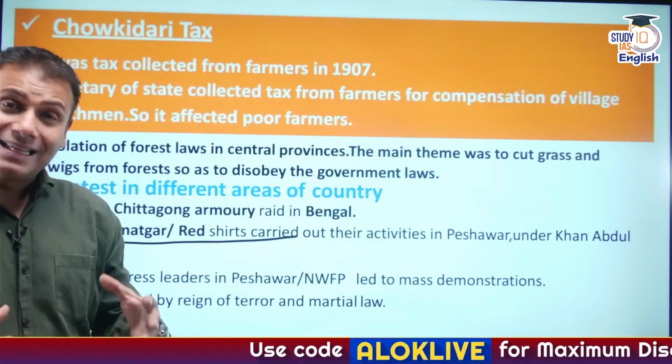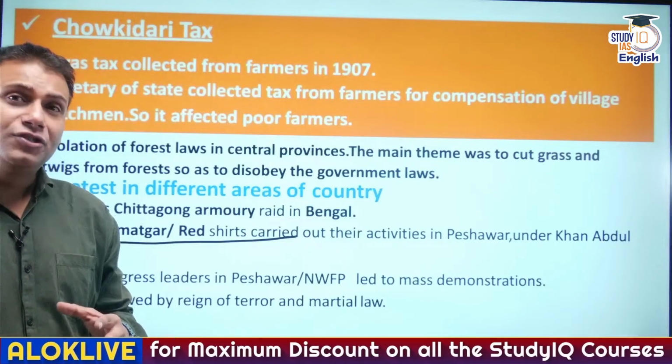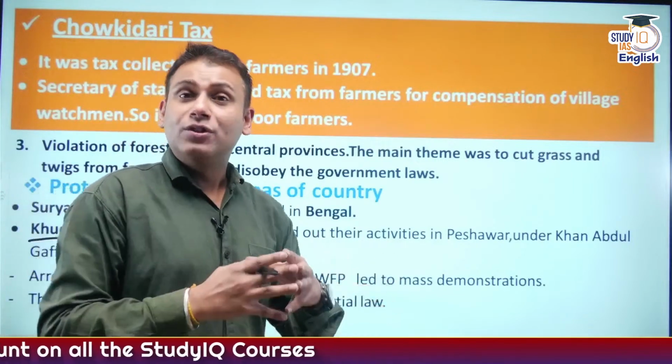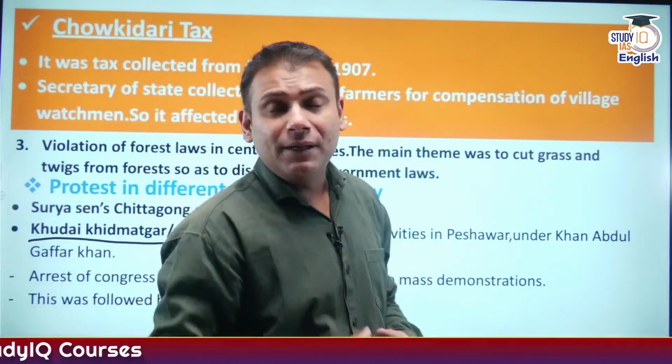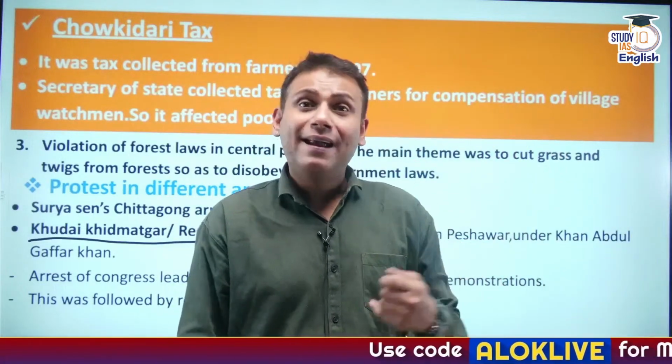So, in the south, we had seen C. Rajagopalachari. In Malabar, particularly around the region of Kerala, we had seen K. Kelappan. In Assam, there was a railway strike. Khudai Khidmatgars played a very major role in sensitizing the masses in the northwestern part of India.